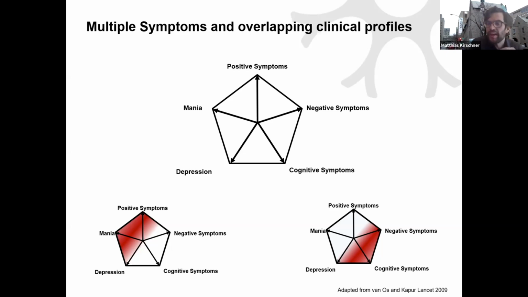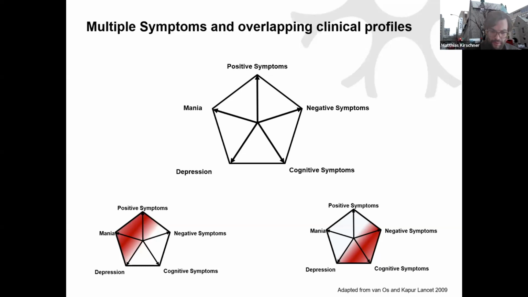Patient A, for example, in the lower left of this figure, might have more positive symptoms and affective symptoms, including depression and mania. Another patient, for example patient B, in the lower right of this slide, might express more negative symptoms, cognitive symptoms, and sometimes depression. This is something that for clinicians is very obvious. It's our daily business that patients with schizophrenia present in our daily clinical work with very, very different symptoms.